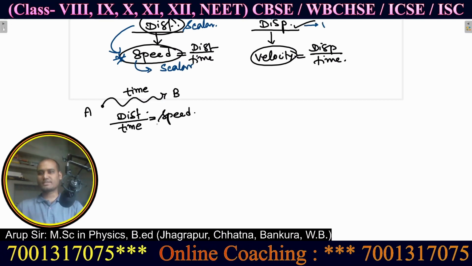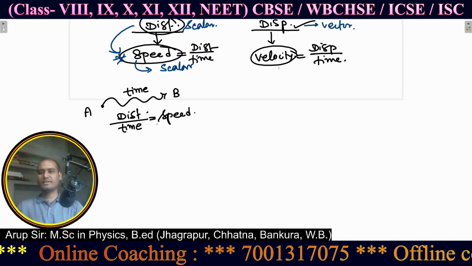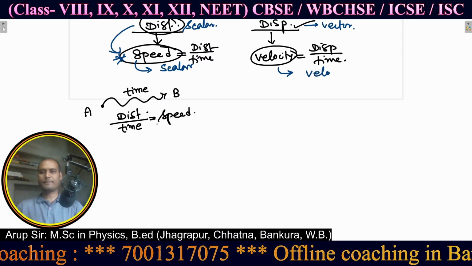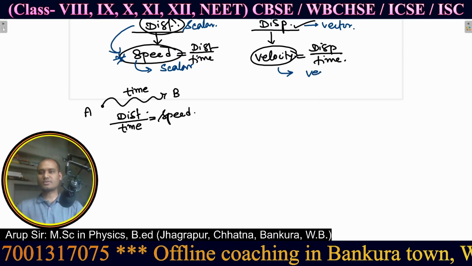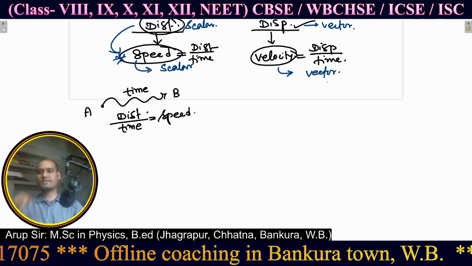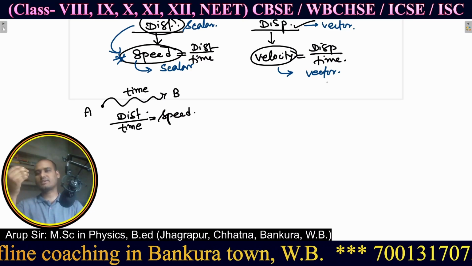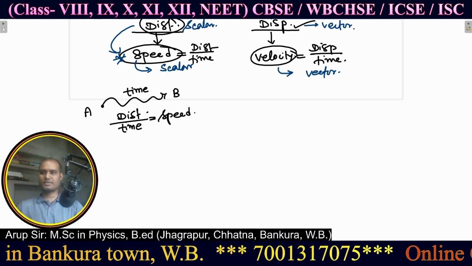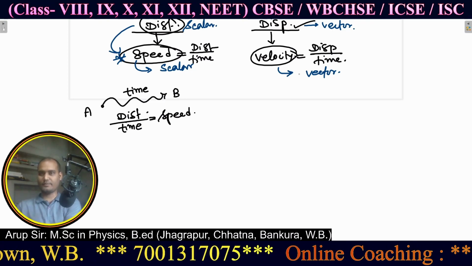Displacement is what? Displacement is a vector quantity. Now velocity is what? Velocity is also a vector quantity. Why? Because it is also coming from displacement, which is also a vector quantity. So basically scalar quantity is coming from scalar one, vector quantity is coming from vector one. Okay, this is the general concept. So velocity is displacement by time.